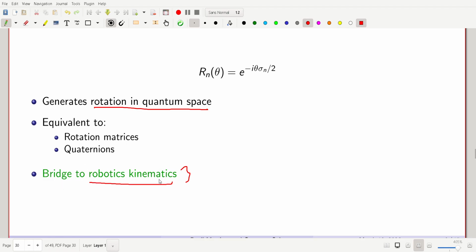When we study robotics, rotation is involved, and rotation happens everywhere in robotics. So this algebra is frequently used.